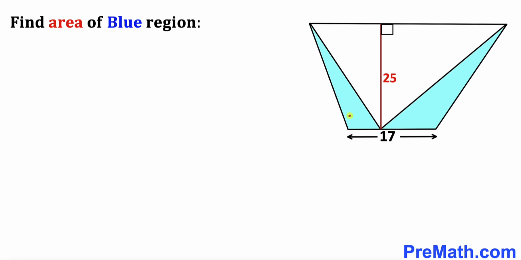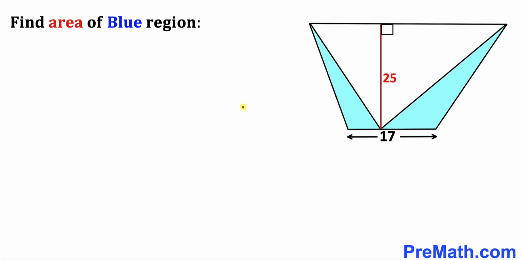Welcome to PreMath. In this video, we have these two blue triangles fully confined in a trapezoid, as you can see in this diagram, such that the base of this trapezoid is 17 units and the height of this trapezoid is 25 units. And now we are going to calculate the area of this blue shaded region, both of them.